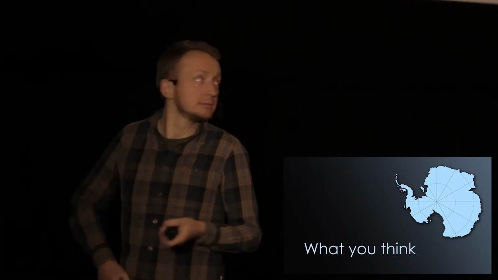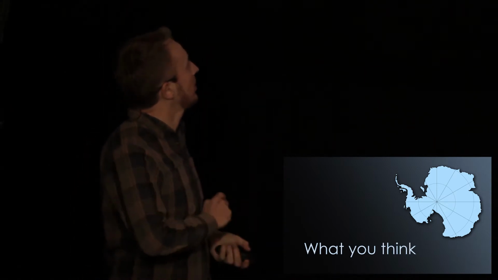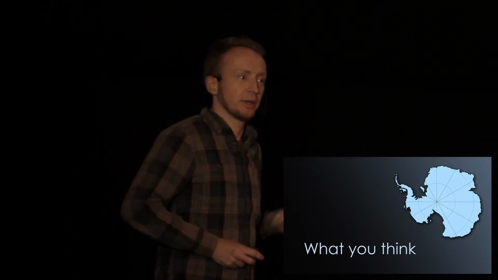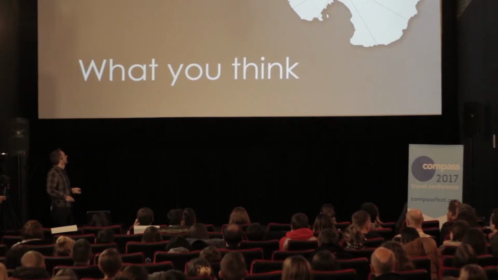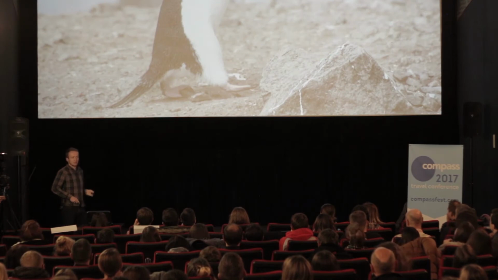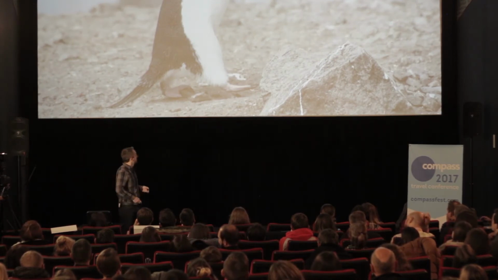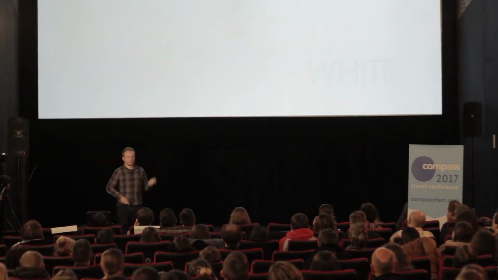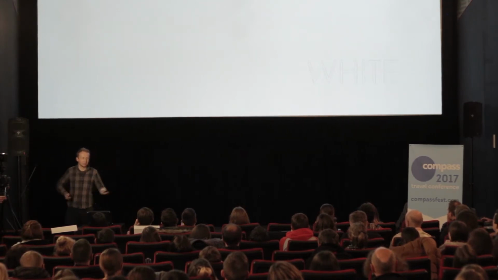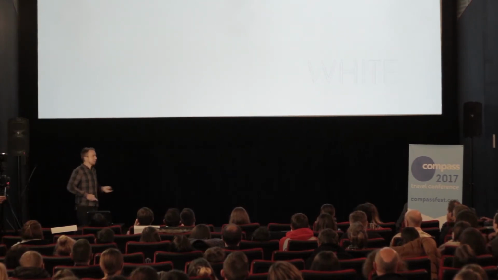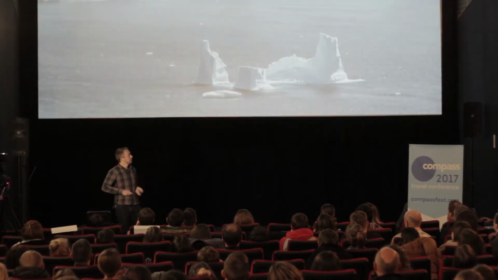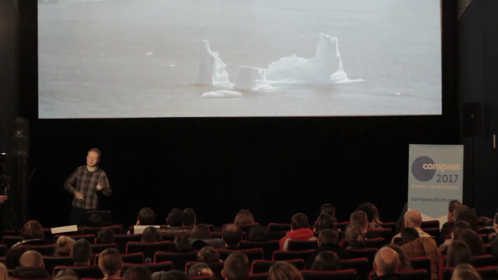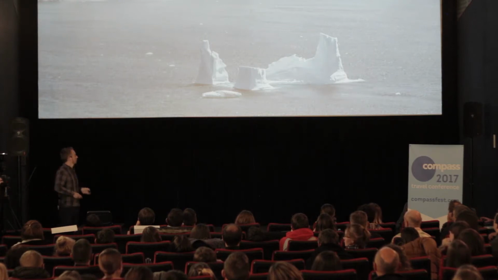So what do we think when we think about the Antarctic? What images do we have in our minds? Probably the first image will be this one, a penguin. The second one will be this one. It's a completely white area, right? Not exactly completely white, because quite often it's really blue. Blue as icebergs, blue as the glaciers, blue.